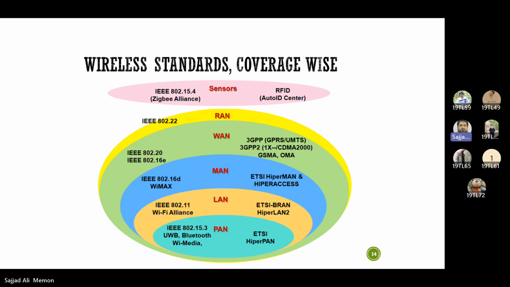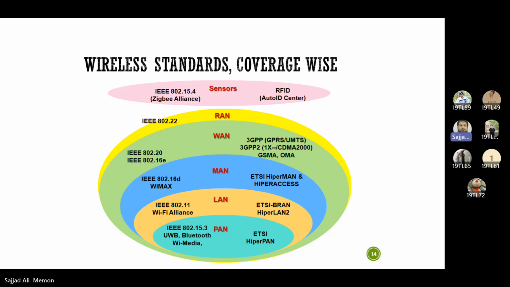OFDMA, orthogonal multiplexing, metropolitan area network. We have HiperAccess, that is a replacement of WiMAX. On the other side, LAN, HiperLAN to Wi-Fi, and PAN, that is personal area networks, HiperPAN, ETSI, and on the other side we have UWB, Bluetooth, and WiMedia. So Bluetooth has very low range. Then we have LAN. In that we have Wi-Fi and HiperLAN, with better range than Bluetooth, much better range.